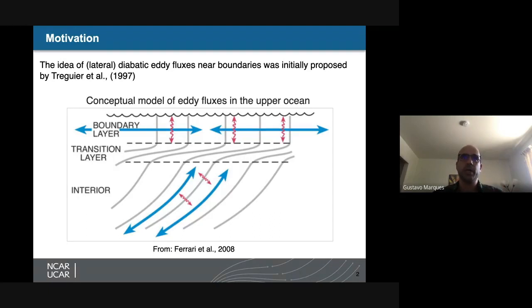In the interior, you have basically adiabatic mixing, along layers of neutral surfaces. Then as you approach a boundary, in this case the surface of the ocean, the isopycnals tend to become parallel to that boundary. And within the boundary layer, the fluxes are horizontal, so they are diabatic rather than adiabatic.